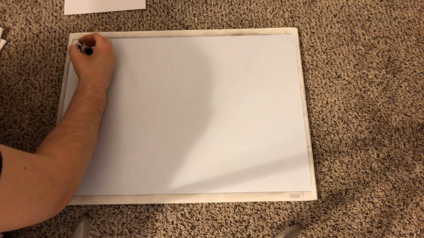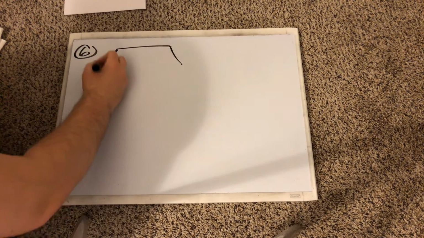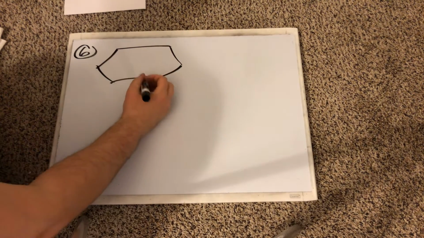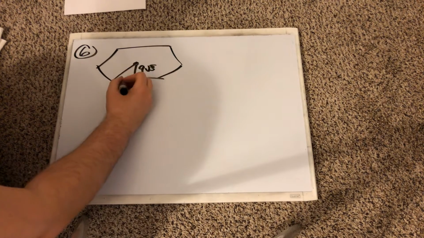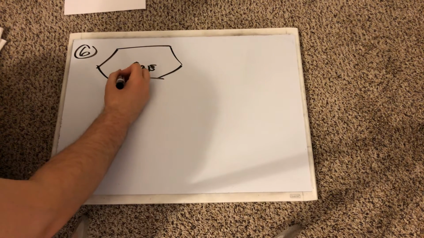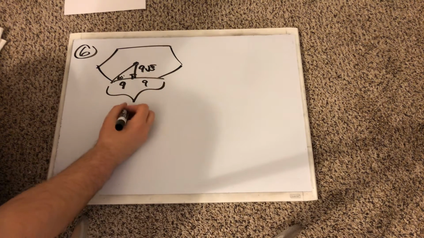Alright, number 6. 9 square root 3. 30, 60, 90 triangle. That's got to be 9. That's got to be 9. This whole thing is 18.